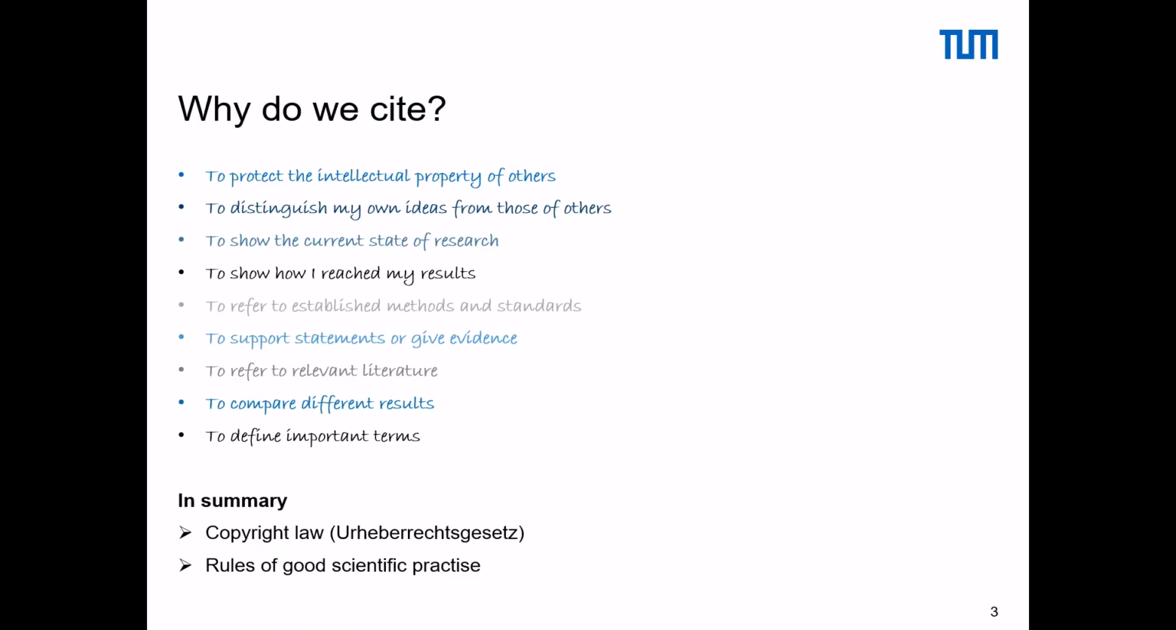So there is this copyright law which requires us to cite when we use another person's work. Secondly, we are working academically, so we also have to stick to the rules of good scientific practice, which tell us that we don't only have to cite when we use another person's work, but also when we use another person's ideas. We'll have a closer look at the copyright law as well as the rules of good scientific practice in the following videos.